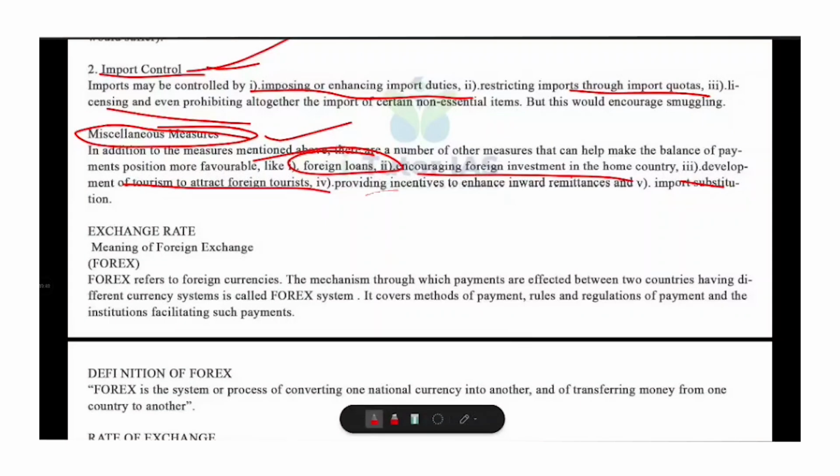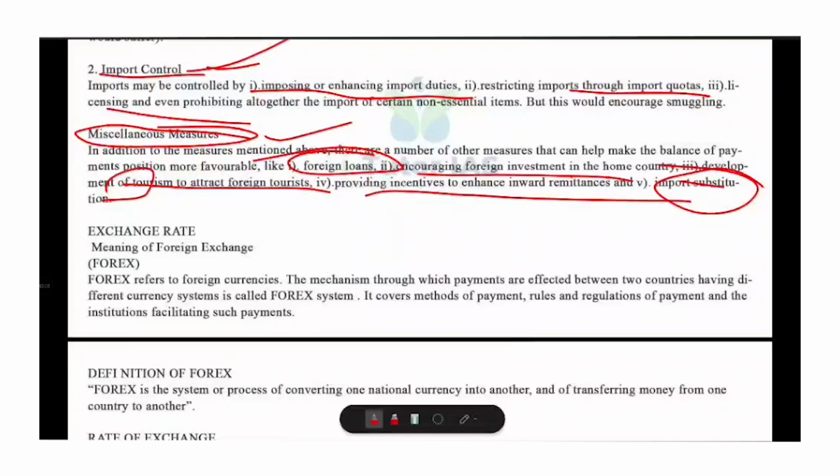Then incentives for inward remittances, and it encourages citizens working abroad to send money home, and measures can include better banking facilities or lower transaction cost, and it increases foreign currency reserves. Then import substitution, that is, producing domestically what is otherwise imported, and it reduces outflow of foreign currency. For example, manufacturing electronics or clothing locally instead of importing. So it promotes domestic industries and employment.